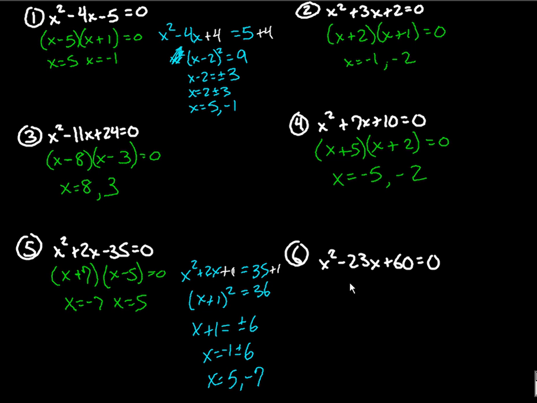Alright, number 6, factors of 60 that add to give you 23. They're both going to be negative because with x positive in the back, they both get the sign from the front. And those factors are going to be 20 and 3. So that means my answers are 20 and 3, both positive now.